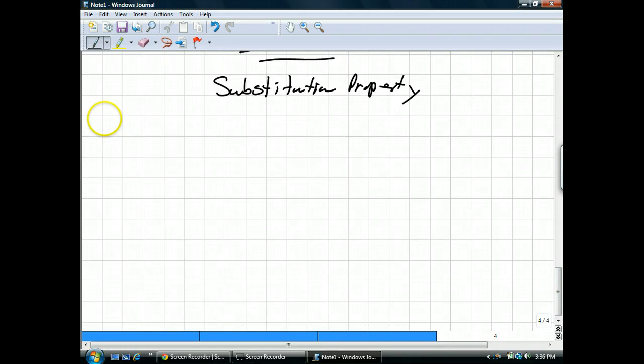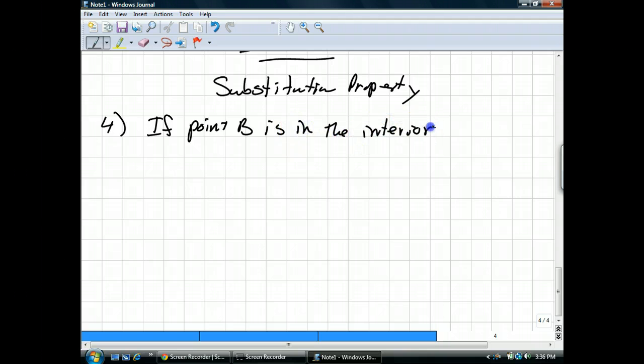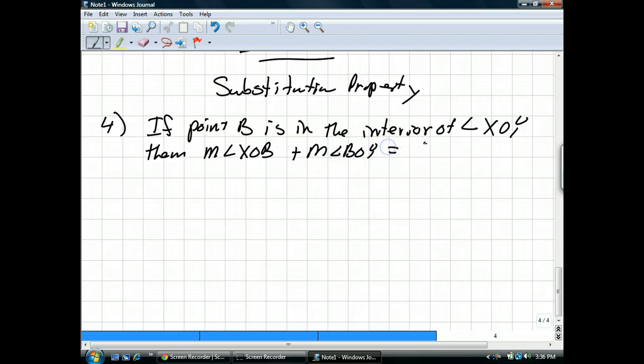Right. Number 4. If point B is in the interior of angle XOY, then measure of angle XOB plus measure of angle BOY has to equal measure of angle XOY.